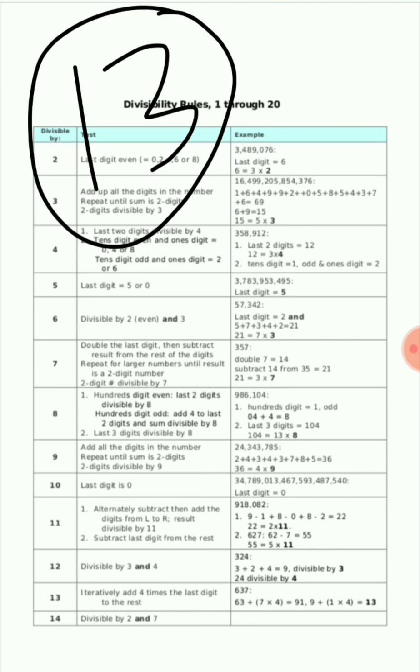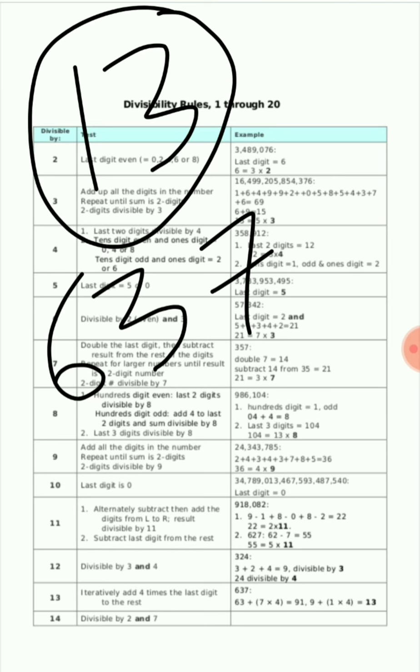Let's take an example to understand it better. Let the given number be 637. Is this number divisible by 13?